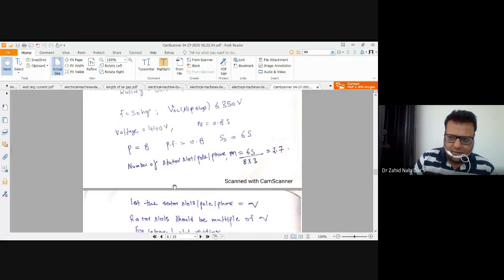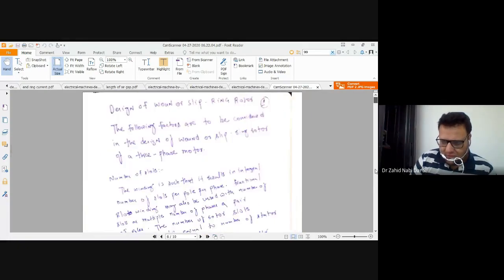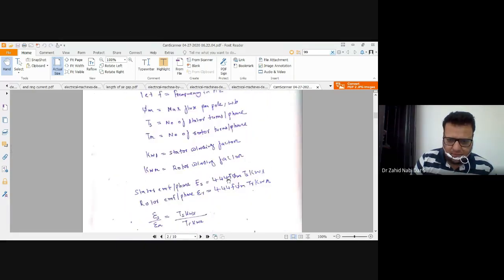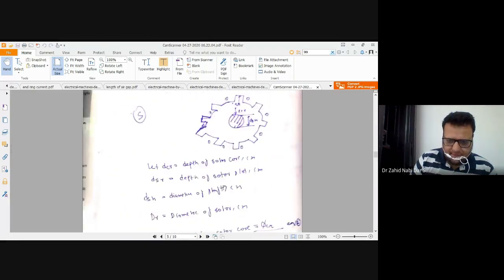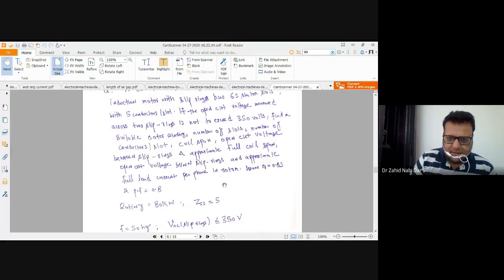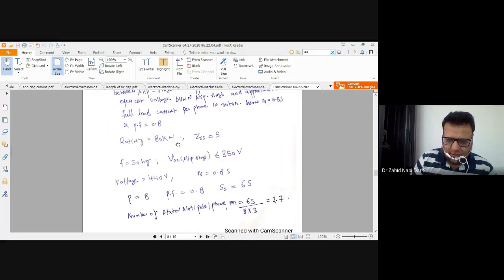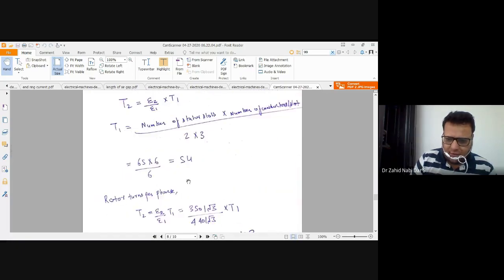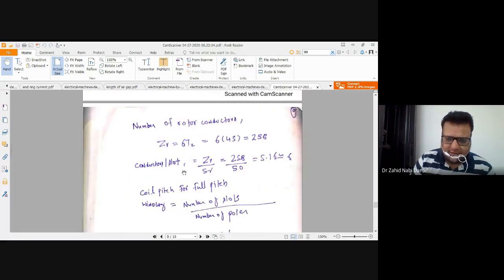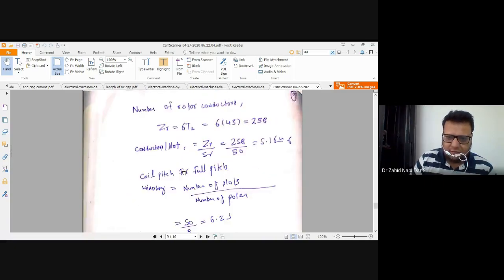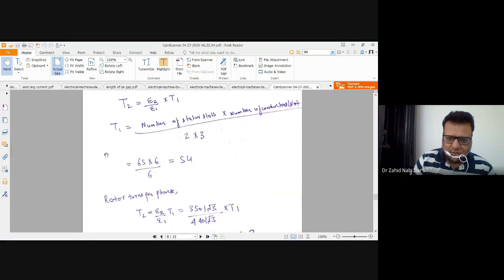See here, 65 stator slots and 5 conductors per slot. So you have to take this value to be 5 over there, not 6. When you take that value, you will get 54.166. So this would be 65 into 5 divided by 6, and you get this value of 54.